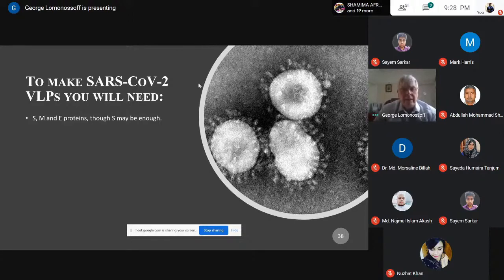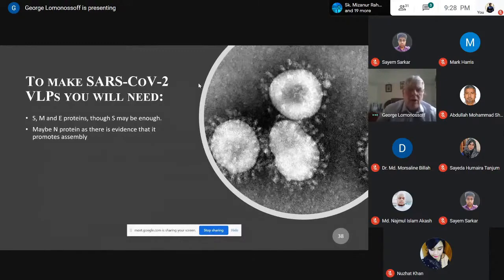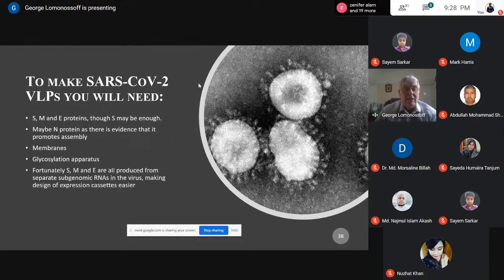However, if you just make the globular domain, it's likely to be a soluble protein rather than a VLP. And as I explained, VLPs are generally preferred. Maybe the nuclear protein might be required, as there's evidence that it promotes VLP assembly. You'll need a source of membranes, obviously, as it's an envelope protein. And you need glycosylation apparatus to get glycosylation of the spike protein, which in this case is glycosylated.